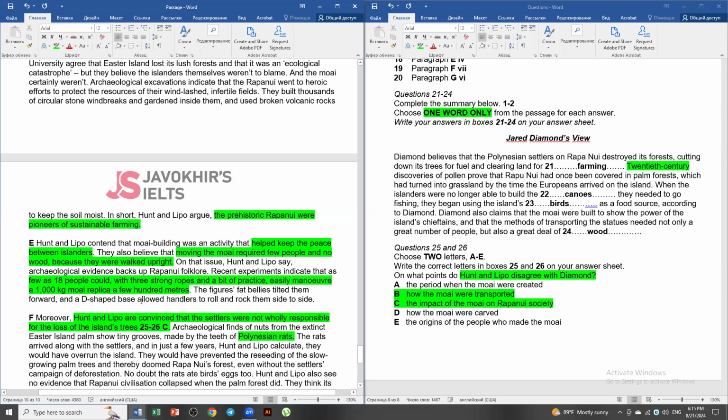And one more thing we have to do. This one is another one, recent experiment and so on. This is another answer for us. So I want to give it another 25 and 26, and it says option B, how it was transported. Yeah, it is. There we go.